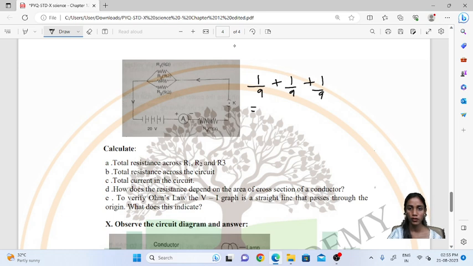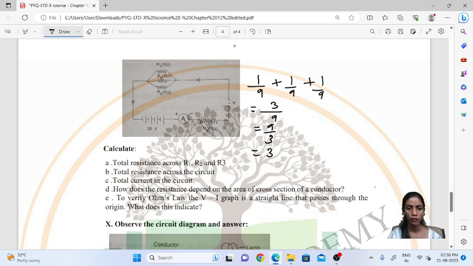So how do you solve this? 3 upon 9, which will be 9 upon 3. So the answer will be 3. Okay, 3 ohms. Total resistance across the circuit is 3.